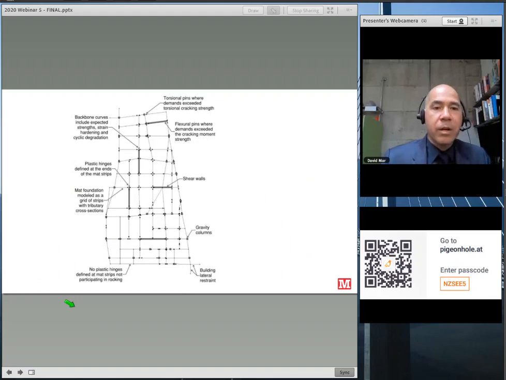This is our mat foundation, and what we did is we turned it into a net of nonlinear elements that would be able to rock and yield and give us our response. And these are the two areas where we had the tricky parts of the mat, where there wasn't enough mat to do adequate energy absorption, where we needed some sort of foundation damping.